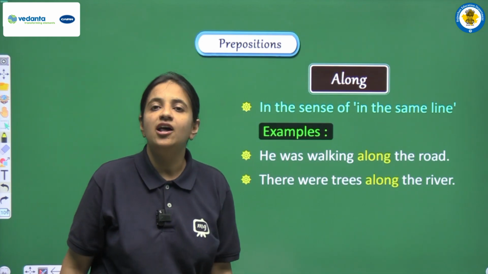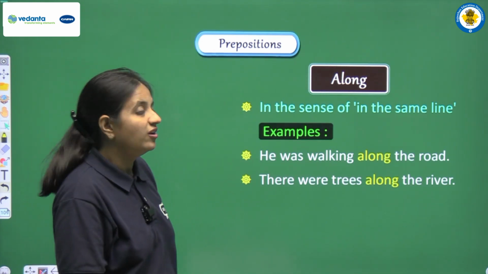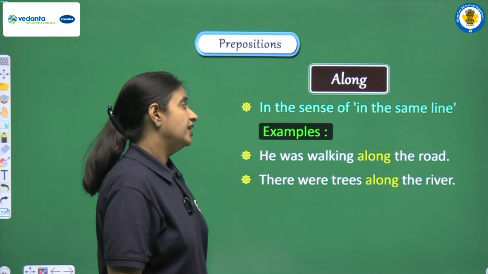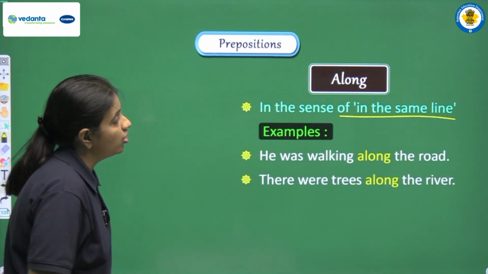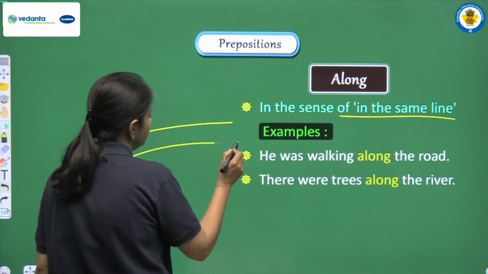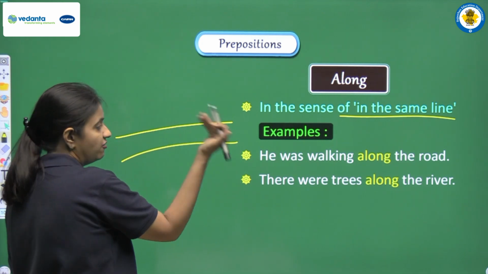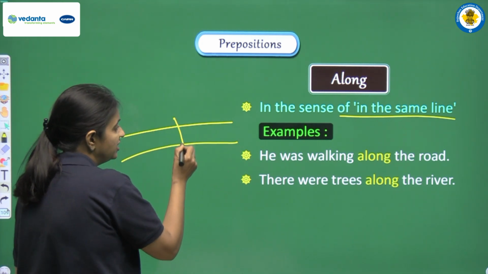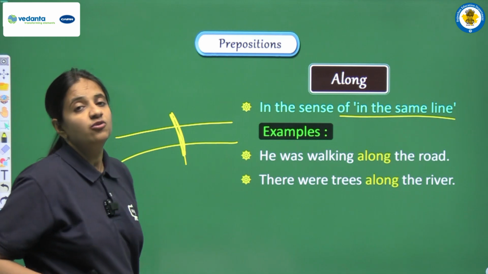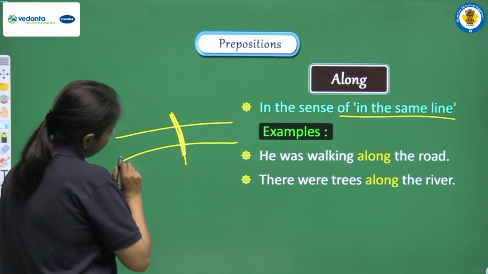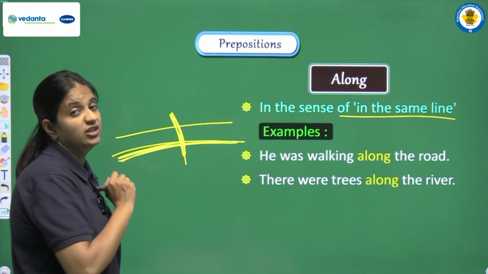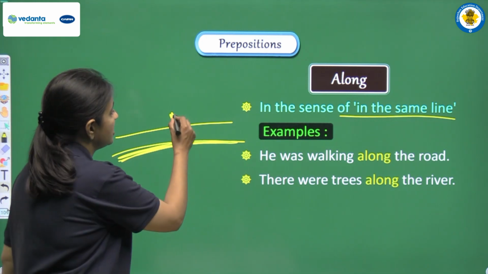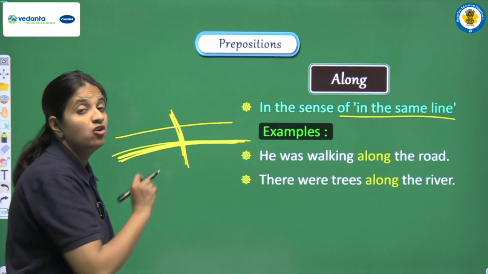Now we are having along. So let's talk about along. Let's see the uses of along. It is used in the sense of in the same line. Yes, we have talked about this. We are having this road, or we can say this is a river. If we are going from this side to that side, then we will use across. But if we are moving on the same line on one side only, then we will use along. So this is across the road, this is along the road.